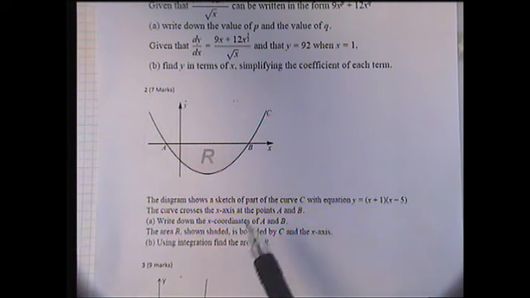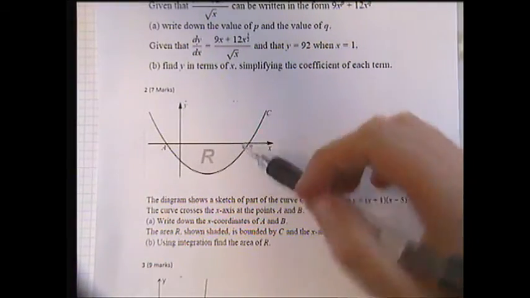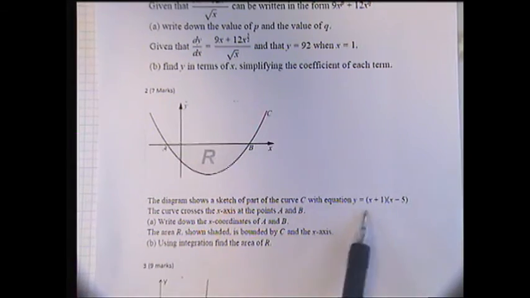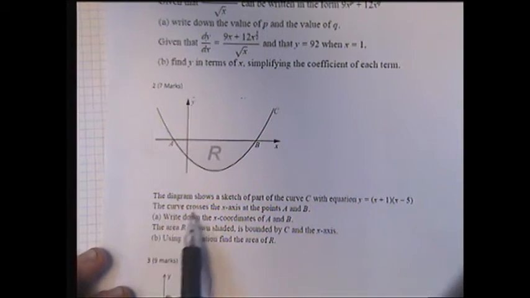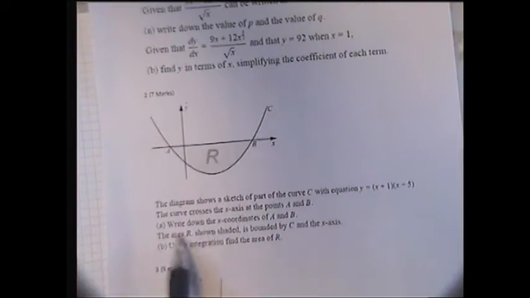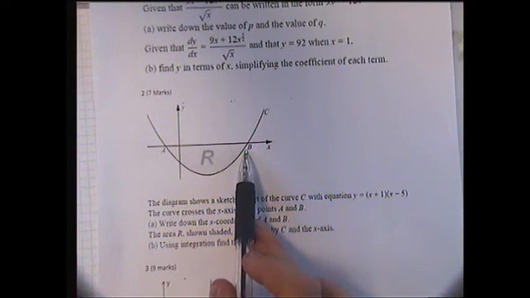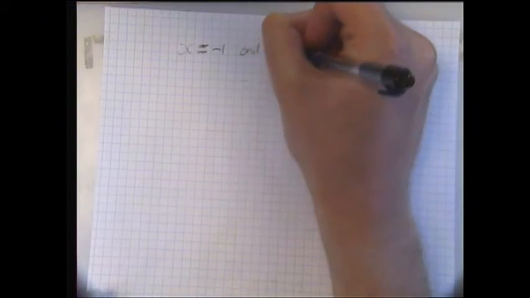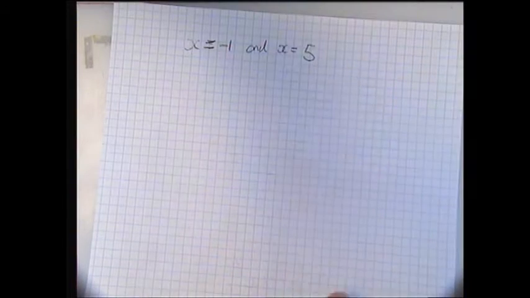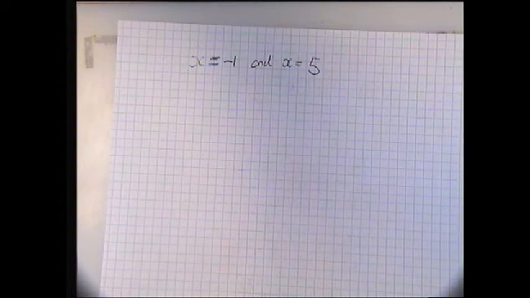For the second question, you're given a curve that looks like that, and the equation of it is y equals x plus 1 and x minus 5. So the curve crosses the x-axis at the points A and B. So for part A, you need to write down the x-coordinates of A and B. Handily, it's already been given in a factorised form, so it should be quite straightforward that that's x equals minus 1 and x equals 5. You're just solving your quadratic.